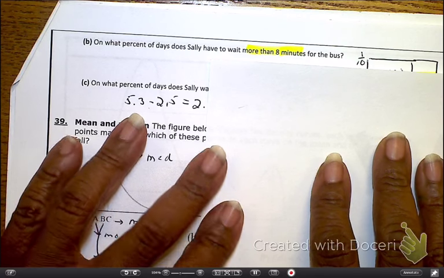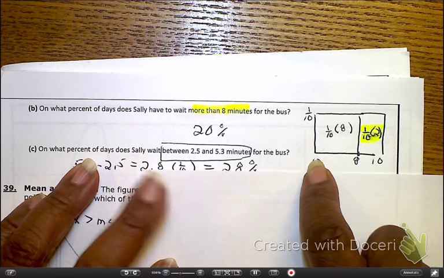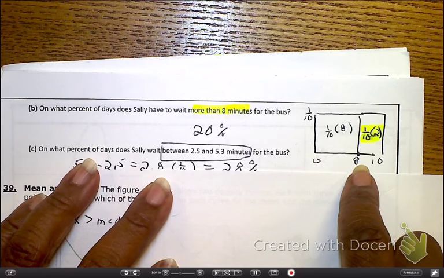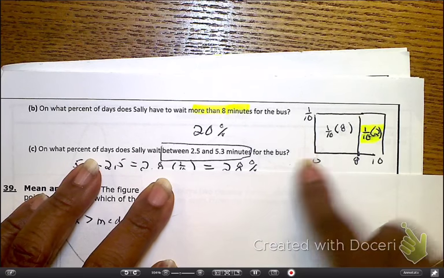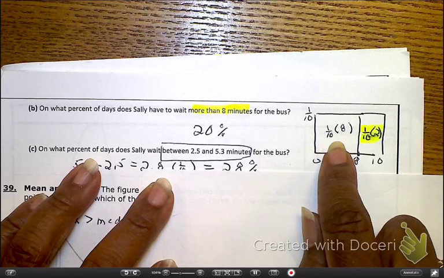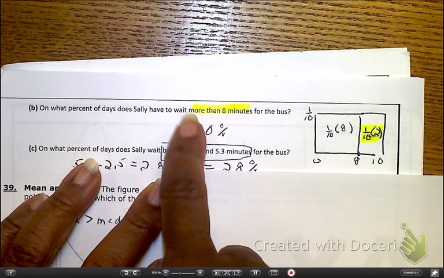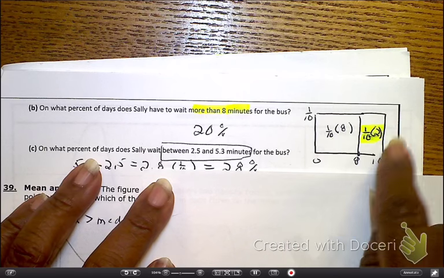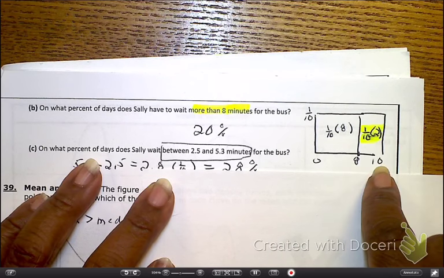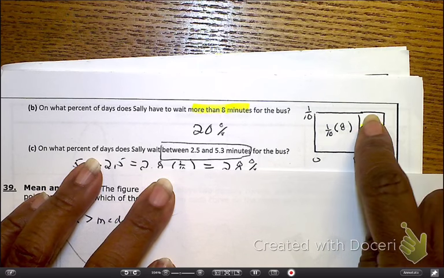I know your thoughts are, Yarbrough, is it that easy? Yeah, this is all it is. From here to here is 10, and we know the total area under the curve. For those of you who are thinking this is what happened last period, I didn't pay attention to the more than, and I had 80%. Because the reality is all you have to do is subtract 8 from 10 to get 2. The distance from here to here is 2 times 1/10.